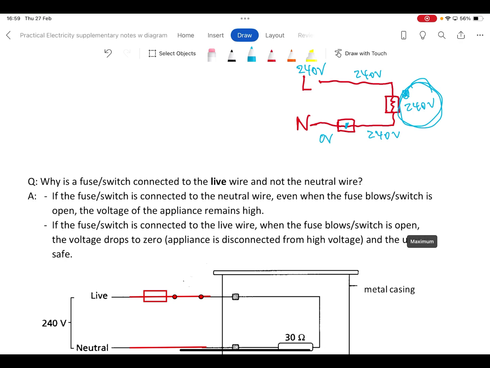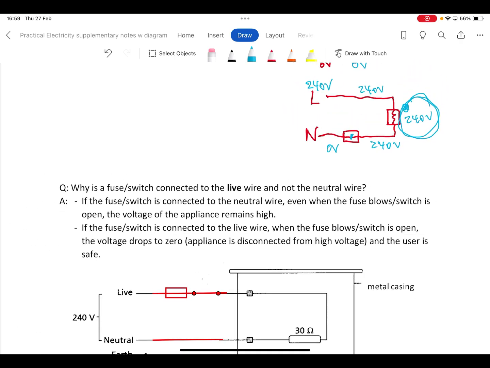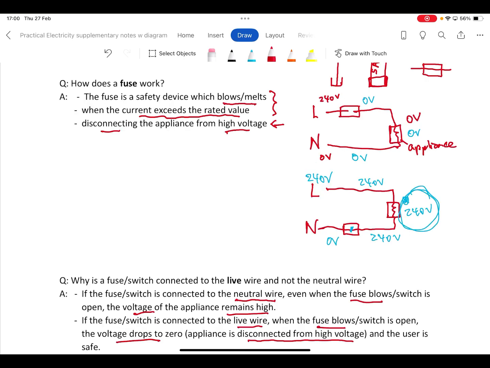So the way to answer the question, you look at the way we phrase it here. First part of the answer is, if I connect to the wrong place, the neutral wire, what happens? Even when the fuse blows, the voltage of the appliance remains high. Then if you put it in the correct place, the live wire, when the fuse blows, the voltage will now be 0, or you can say the appliance is disconnected from high voltage and the user is safe.